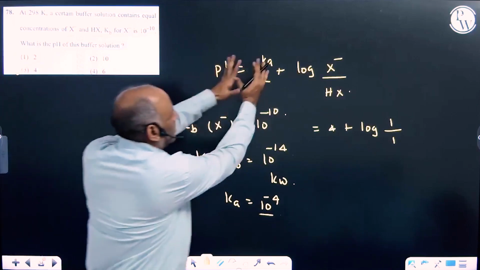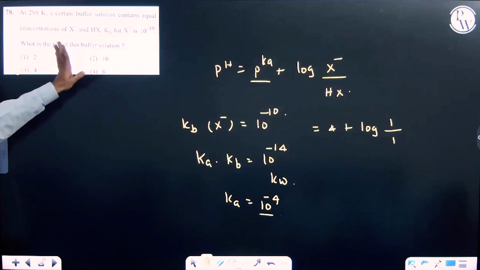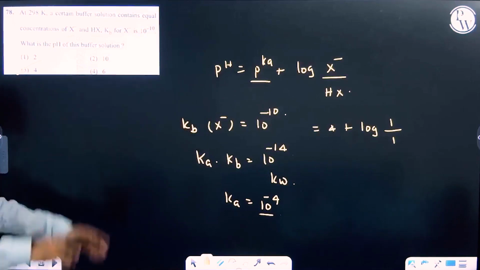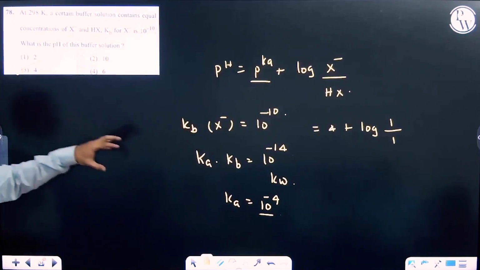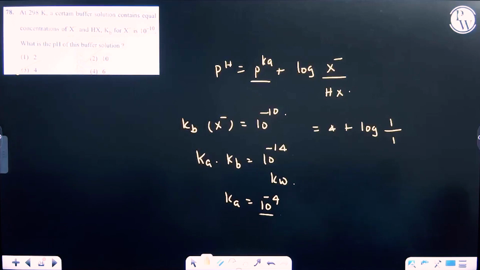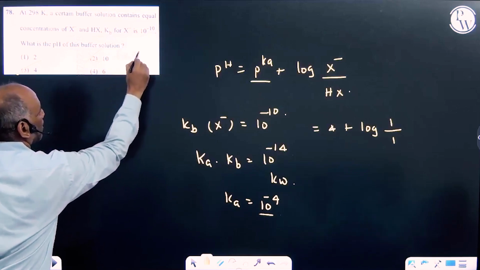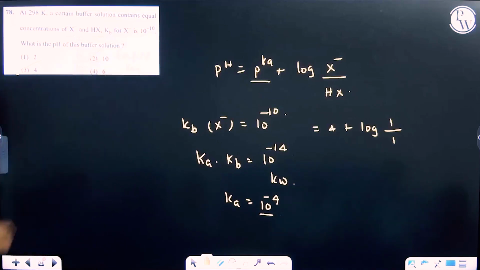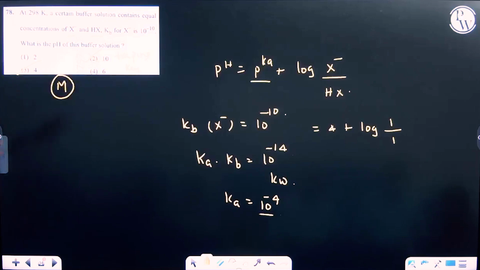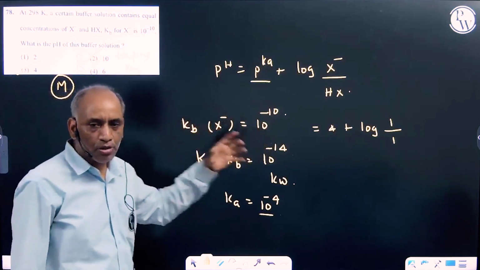If you directly take this, you will get 10, and that option is there. You are gone. So unless you are thorough with which Ka value you are using, and how to find Ka when Kb is given, you will go wrong. So this is a wrong answer, a trap answer. You need to be careful. I can take this as a moderate question, because the calculation part is not that big. The only thing is you need to know that Ka into Kb equals Kw.